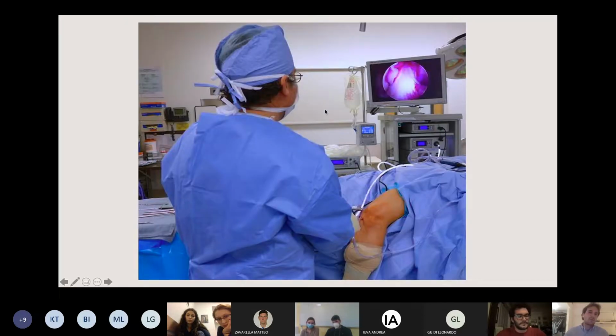Okay, this is a real-life picture where you can see the knee of the patient, the arthroscopic instruments inside the joint, and through the camera you can directly visualize the inside of the joint.